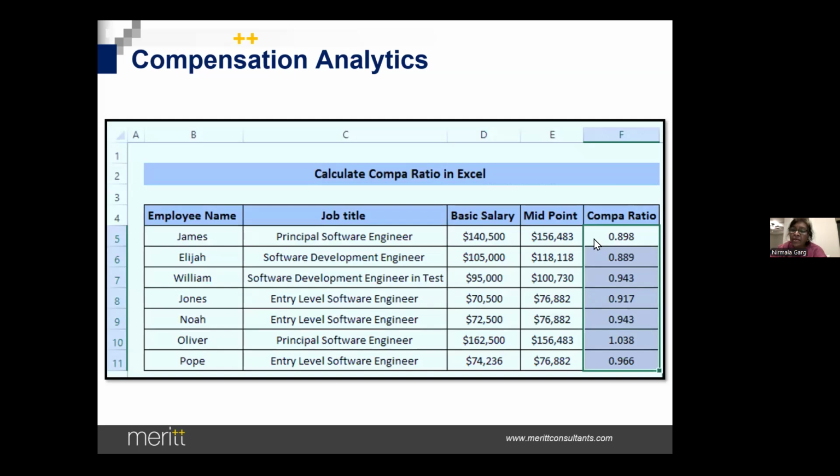Like, for example, can you tell me, if these are the comp ratios, whose salary needs certain recommendations of increasing, and whose salary is already there and doesn't need any kind of increase? Eliza needs an increase. James too. So anybody who is less than one, especially 0.898, 0.889, they are much below. But a person, Oliver, is the highest, 1.038. He is already beyond the midpoint.